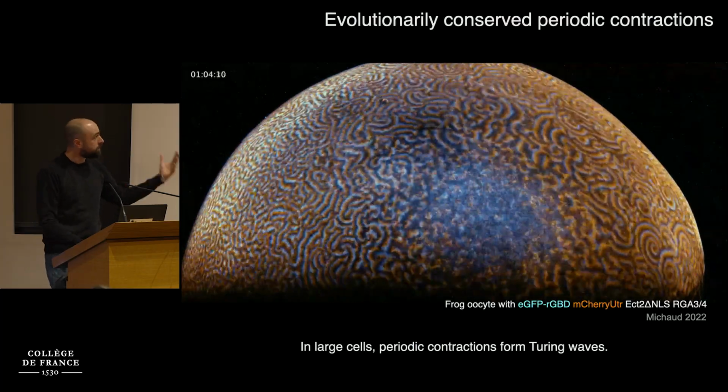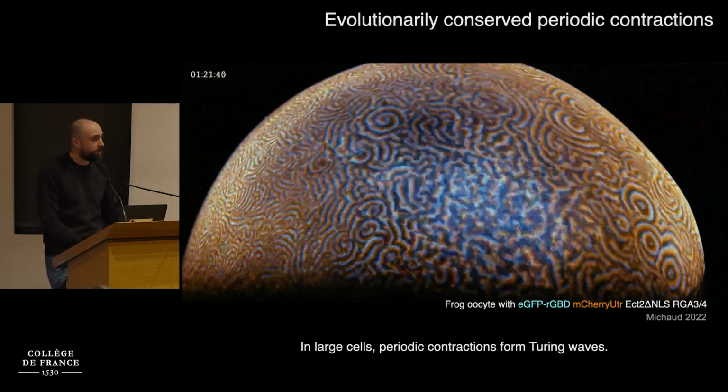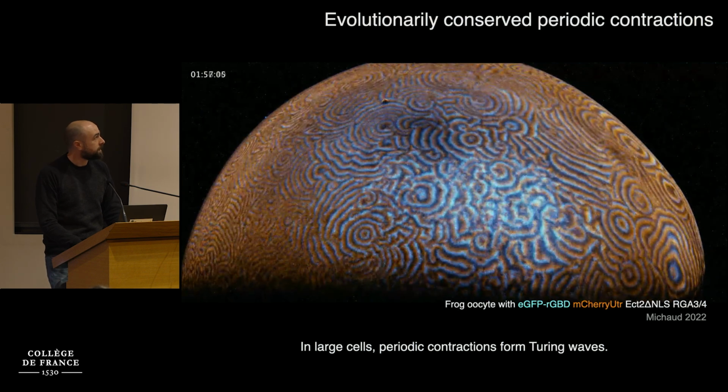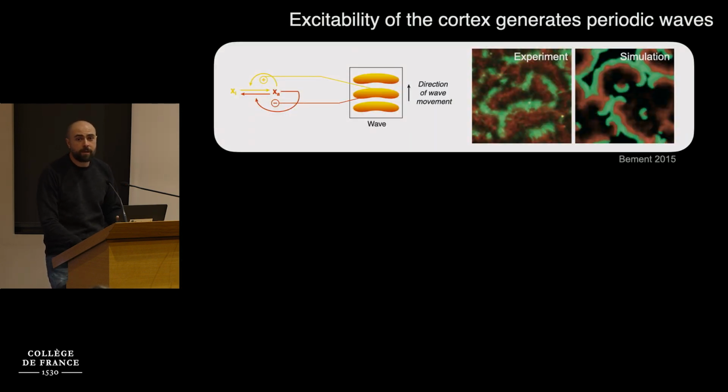And so the process of those Turing waves is something that has been described in many other tissues, many other contexts. The way it works is that you have an activator and an inhibitor. The activator activates its own inhibitor. The inhibitor has some kind of delay or travels faster, and then you can make some pattern-like processes, and you can very well simulate this kind of waves that you could see in this frog oocyte.